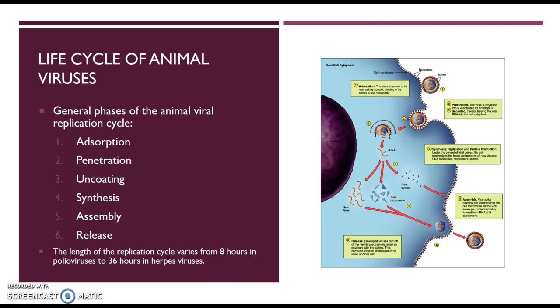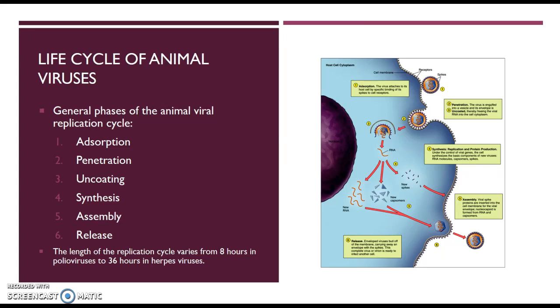This image is similar to the one in your text, and it quickly breaks down the steps or phases of the life cycle of animal viruses. So we have 6 steps. First is adsorption, and this is where the virus attaches to the host cell membrane and then is brought into the cell through endocytosis within a vacuole.